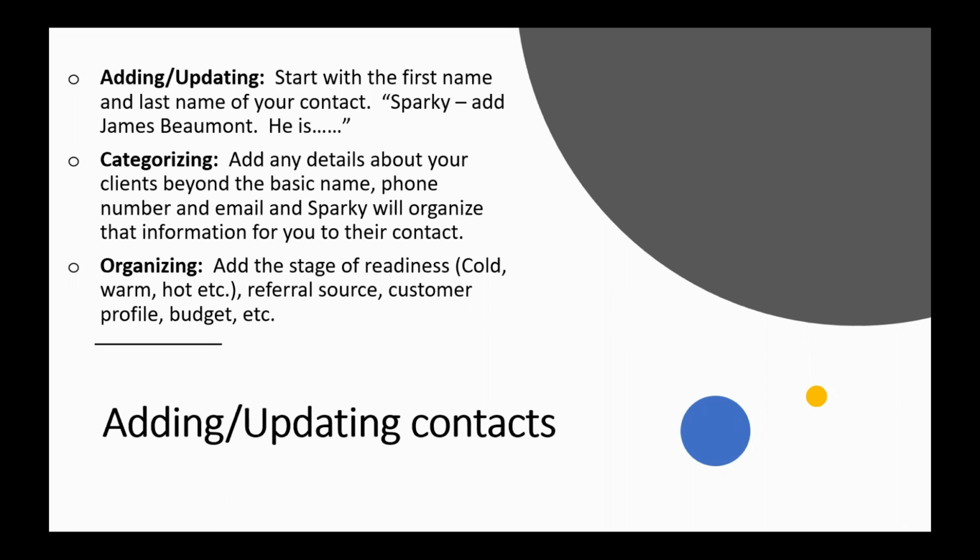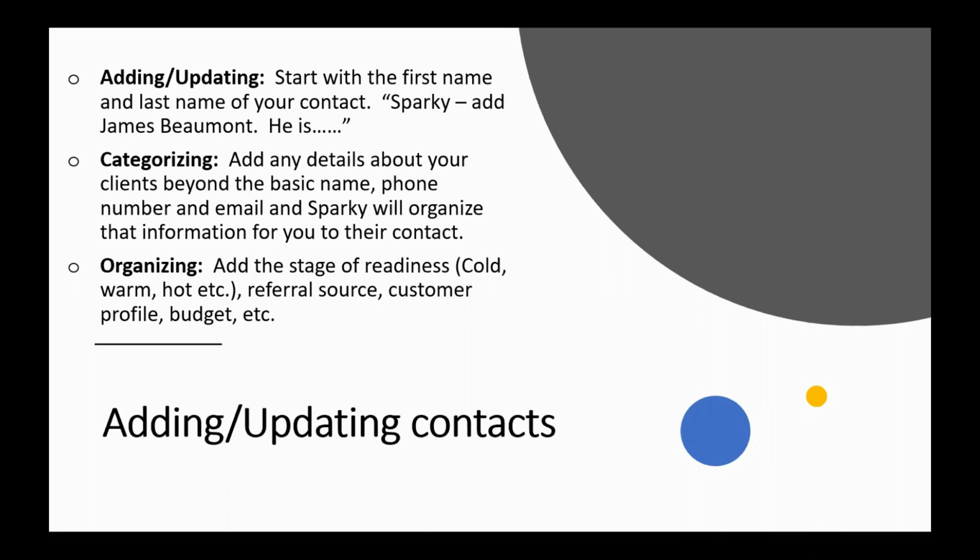And then the other thing I want to talk about is categorizing. You can add any details about your clients beyond just the basic name, phone number, and email address. We have the basic contact information, but then Sparky will organize that information for you on their contact in the database. Let's say you have an Excel sheet or a large file with a ton of contacts. A lot of times on a CSV or Excel file like that, the basic information you have is their first name, last name, phone number, and email address.